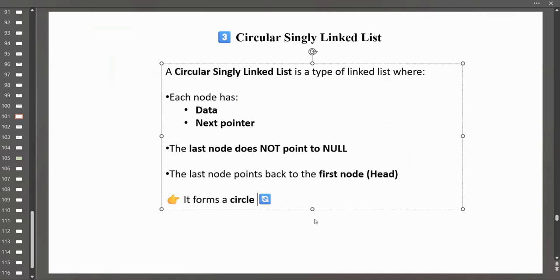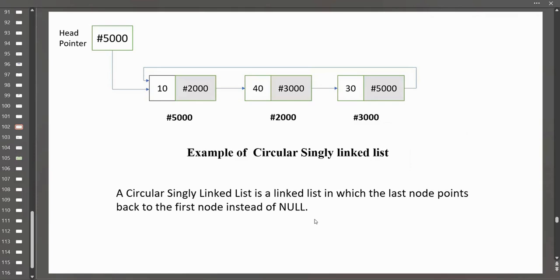Now let's check the example of it. This is the example of a circular singly linked list. Here we are saying this is circular now, means we are going in a loop. The last node is connected to the first node. So when it's connected, that means it will store the first node address. That's why I have written 5000 here. And 5000 is also stored in the head pointer actually. So this is the only change. That is a circular singly linked list.